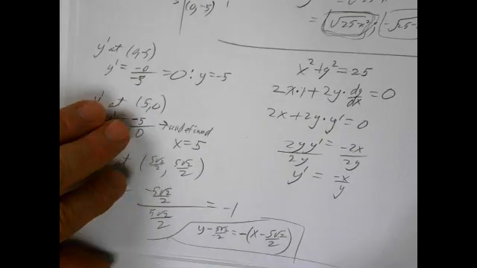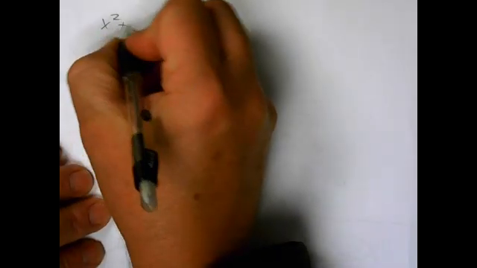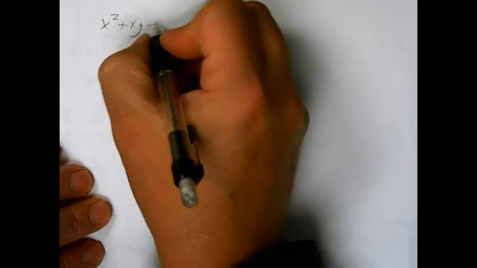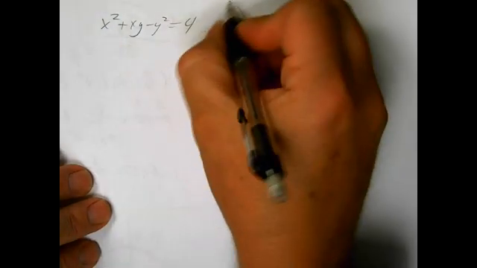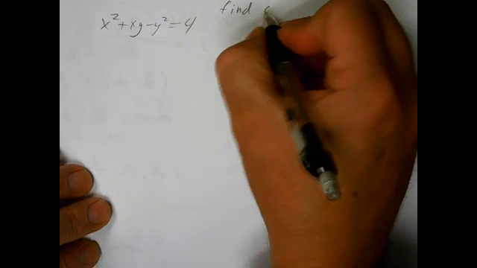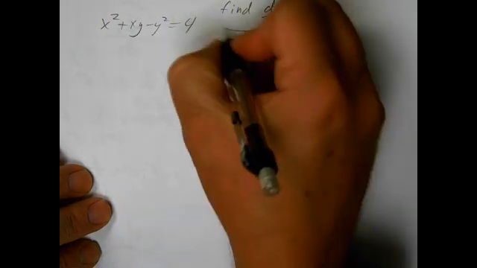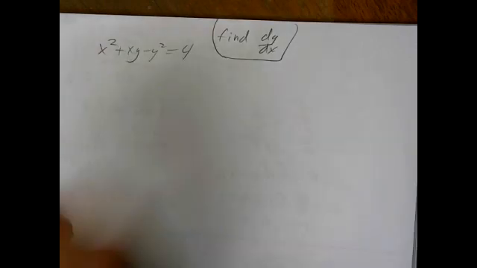All right, so let's do some more implicit differentiation. The thing to remember when you're doing implicit differentiation is that the derivative of x is 1 and the derivative of y is not 1. The derivative of y is y prime. So if I had x squared plus xy minus y squared equals 4, and you are asked to find dy/dx, which is what the instructions will tell you to do, we'll do it.